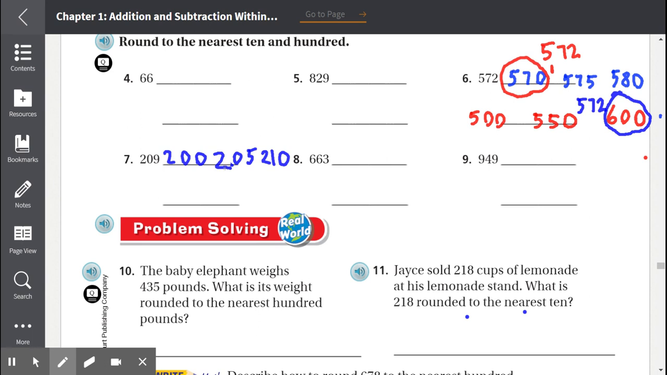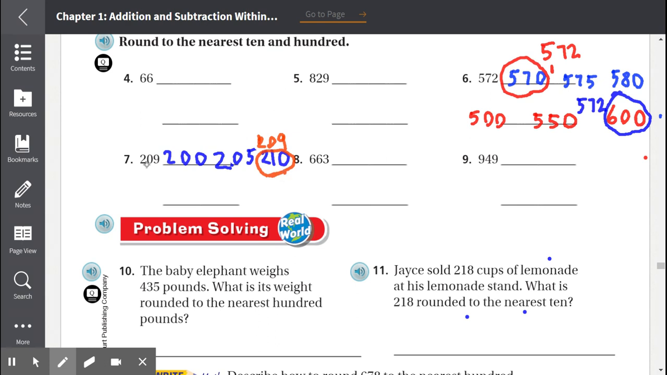So now let's see, where would we place 209? Would 209 be between 200 and 205 or 205 and 210? 209 would be right before 210. So 209 would be right here. So that means 209 is closest to 210. So 209 rounds to 210.